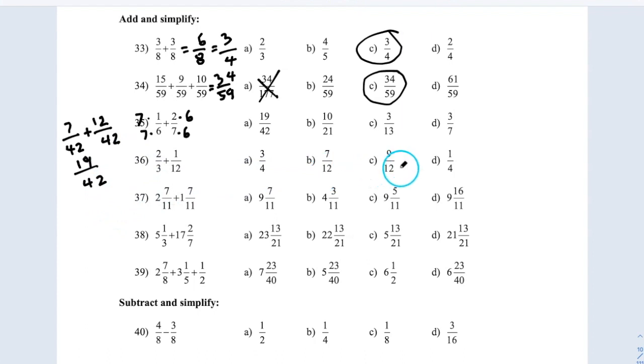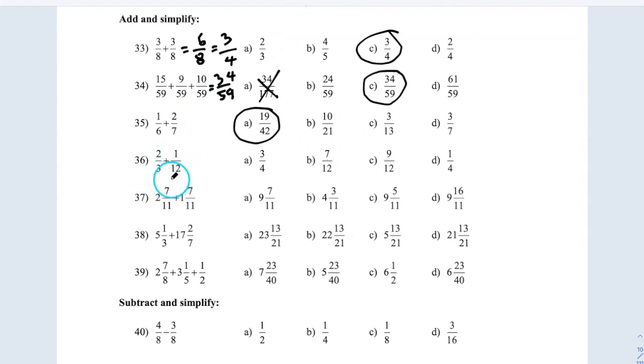19 over 42. Where is my answer? 19 over 42. Here we go. Next, I don't have the same denominator, but I know that I can turn the 3 into a 12 if I multiply times 4, bottom and top. 4 times 2. 4 times 3.